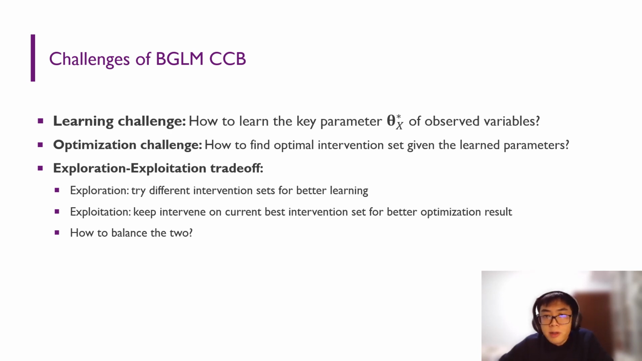For exploration, we have to try different intervention sets for better learning. For exploitation, we need to keep intervening on the current best intervention set for better optimization results. It is not possible to do both of them optimally and simultaneously. The question is how to balance the two.